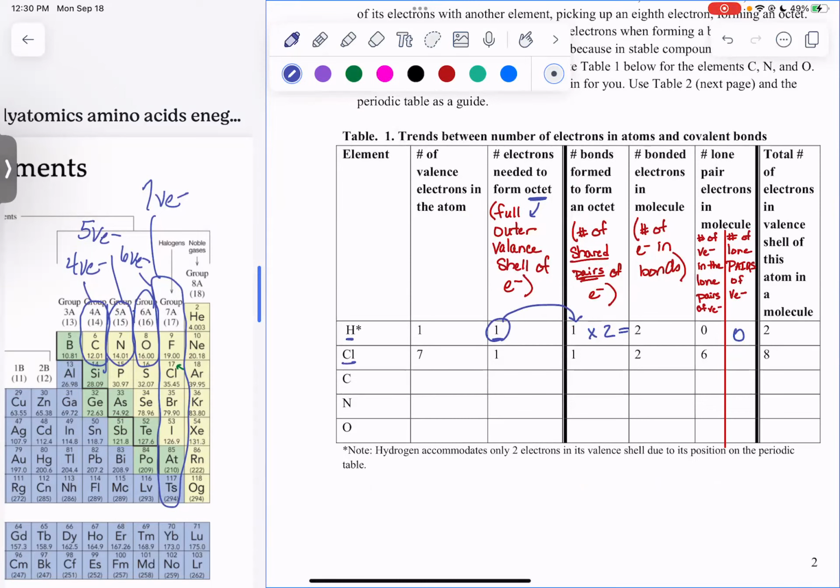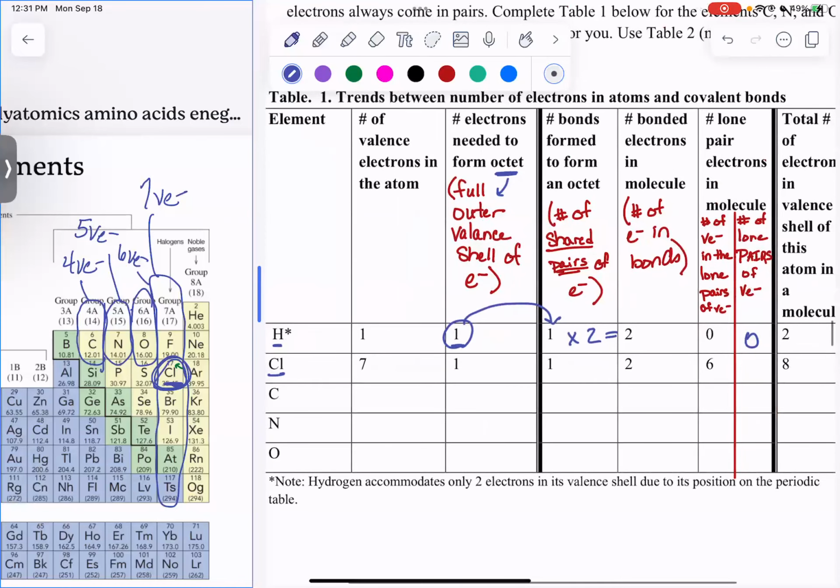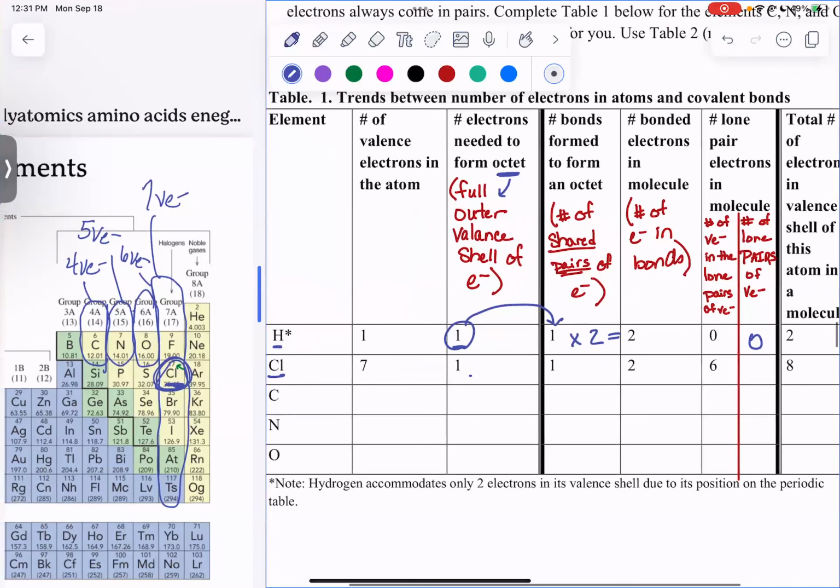So in chlorine, chlorine is right here, and it's in that 7A group, and so it has 7 valence electrons. It only needs 1 more valence electron to be happy. So how many bonds is it going to make? 1. How many electrons are in that bond? 2, because 1 times 2 is 2.